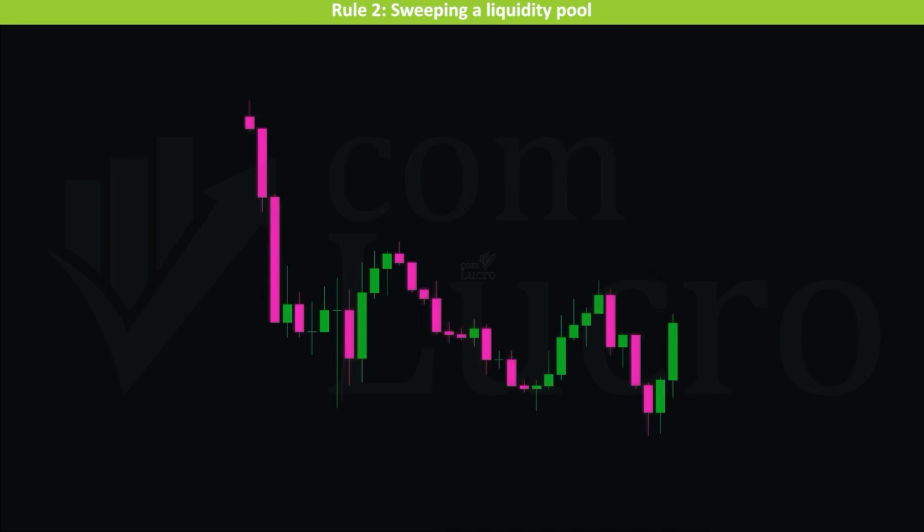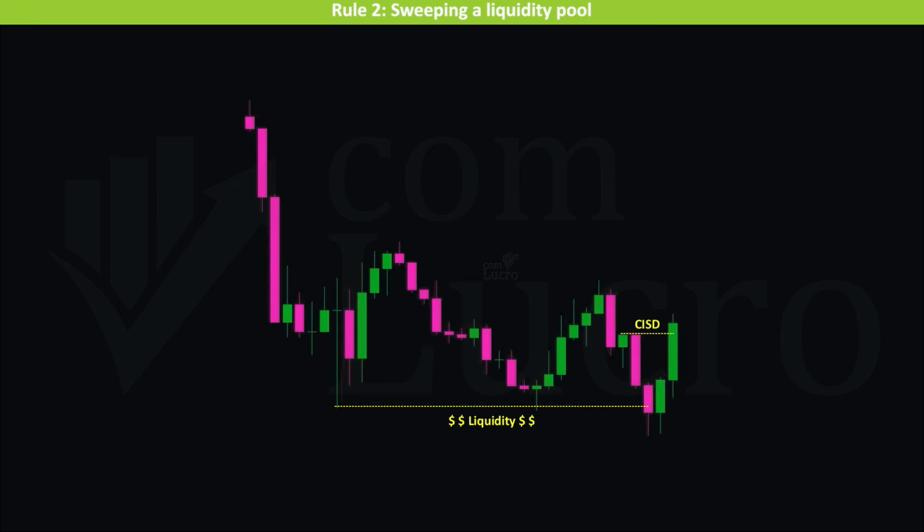Rule number 2. Sweeping a liquidity pool. A high-quality CISD setup often occurs after the market sweeps liquidity from one side. Liquidity pools form around obvious equal highs and lows where traders place stop losses. When price sweeps these levels, it engages resting liquidity and creates the conditions for a potential shift in delivery.